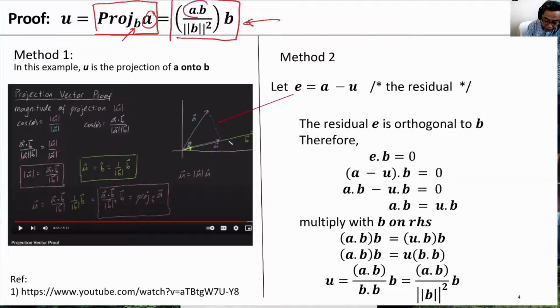The numerator is the dot product of vector A and B, A dot B, divided by the norm of B squared. This will produce a scalar because the numerator is a scalar and the denominator is a scalar. So this is a scalar multiplying B. The final resultant projection is a scaled version of the vector B, because that's what we want. We want to find out what we can get out of B from A.